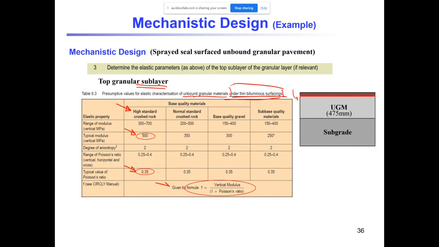You can also simply calculate the value of F based on this equation. Again, the material is unbound, therefore the behavior you consider should be transversely isotropic. That is the reason we are considering the degree of anisotropy 2. For isotropic material, the degree of anisotropy is 1. This is the ratio of the E vertical to E horizontal.